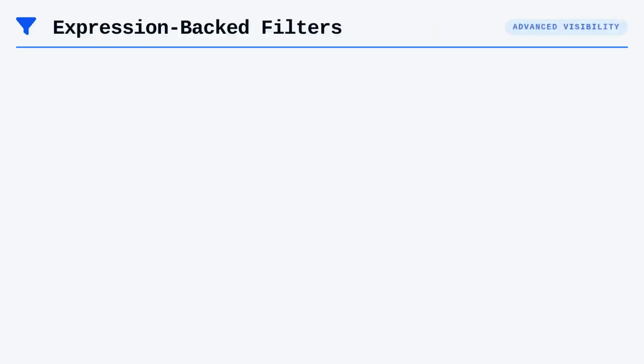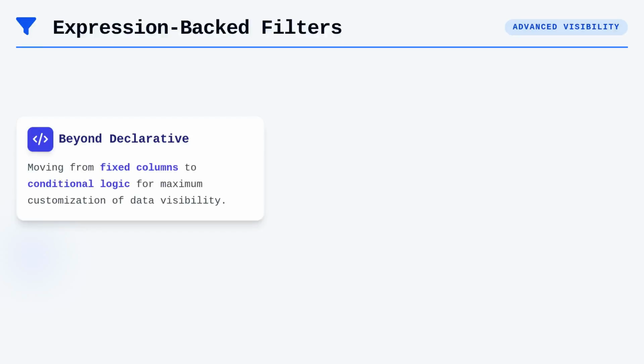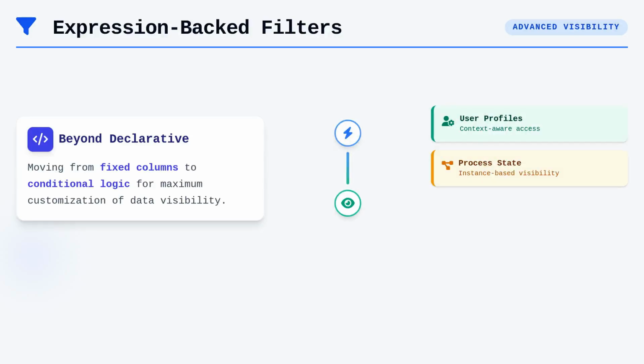Finally, consider the nuances of expression-backed filters, which offer a higher degree of customization for dynamic data visibility. This approach allows you to write conditional logic that determines which records appear based on more than just fixed columns. By leveraging the full capabilities of the expression language, you can construct filters that respond to variables, user profiles, or even the current state of a process instance.